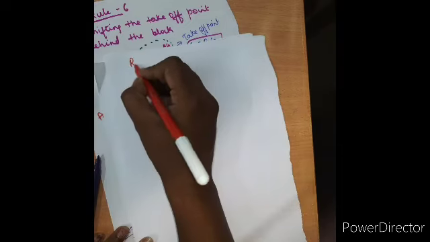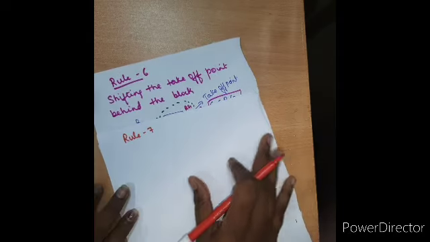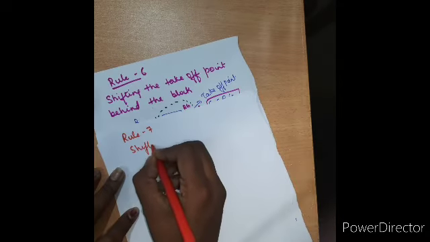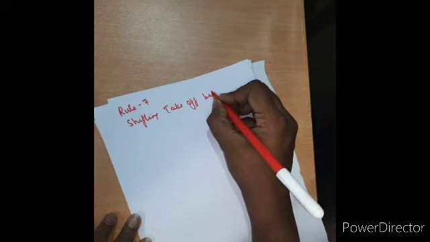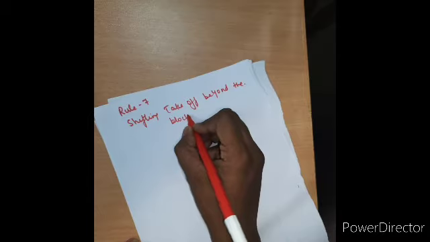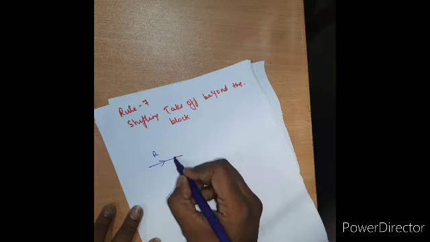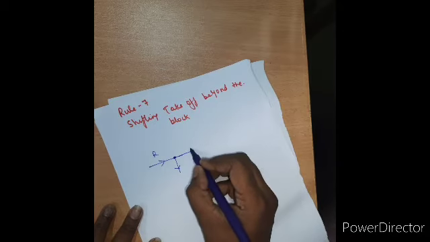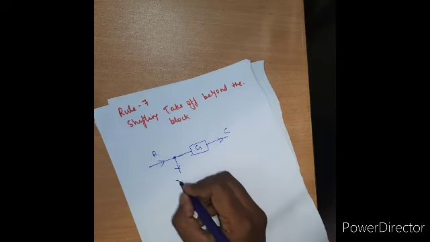Next, rule number 7. In rule number 7, what we are going to study is shifting the takeoff point beyond the block. Okay, for that what will be my circuit? See, I have an input of R here, my takeoff point is here, I have a block of G, and this is my output. So let's see what are the outputs I have.